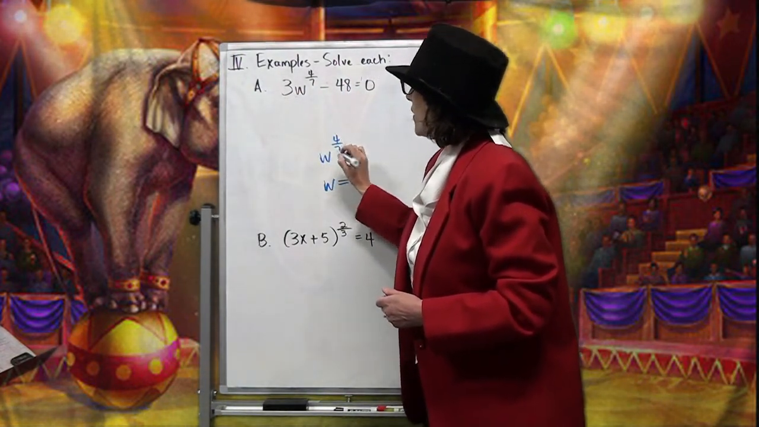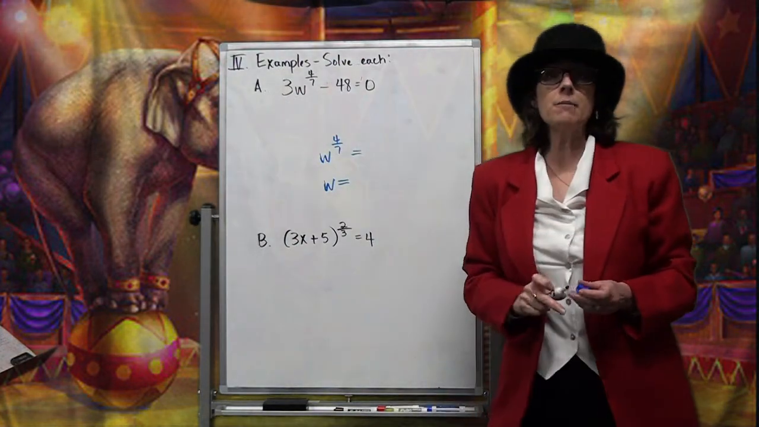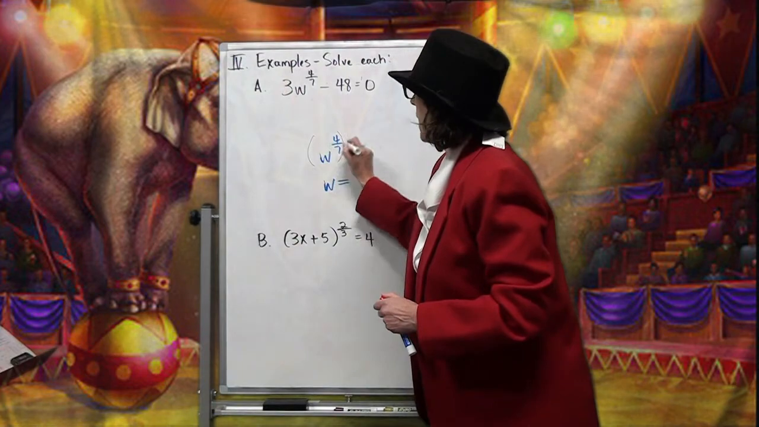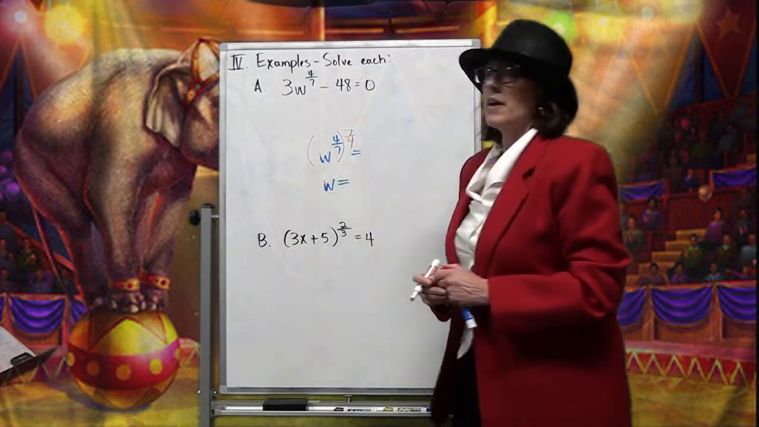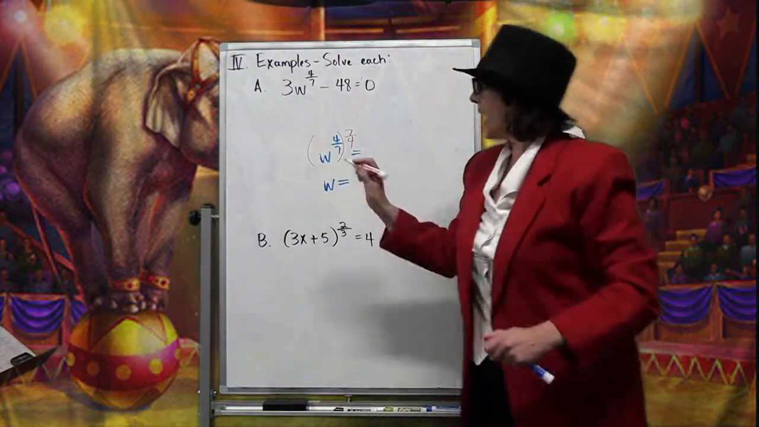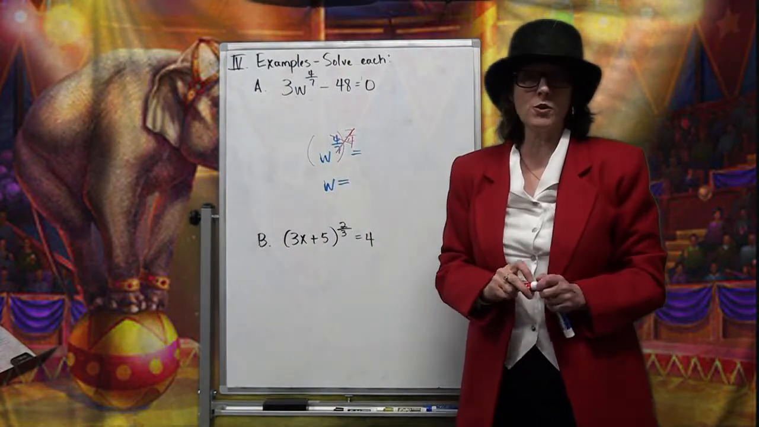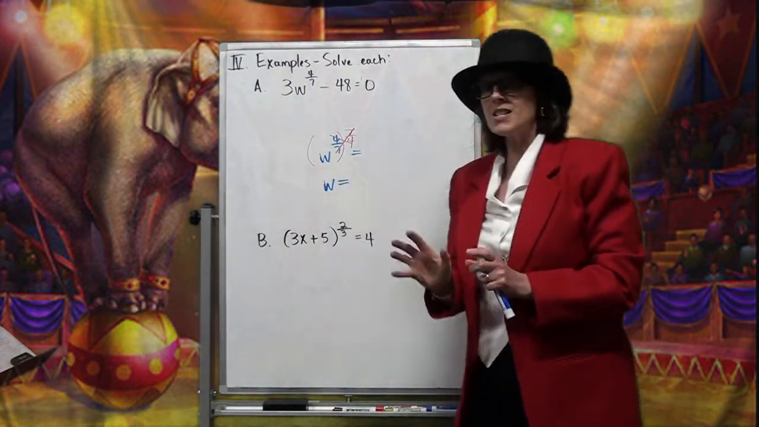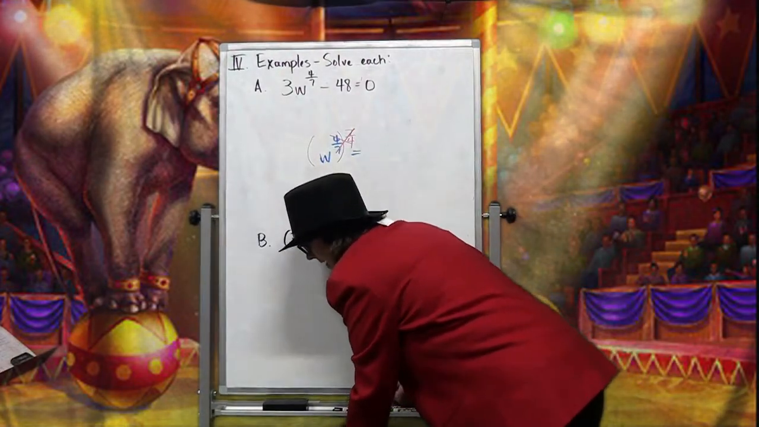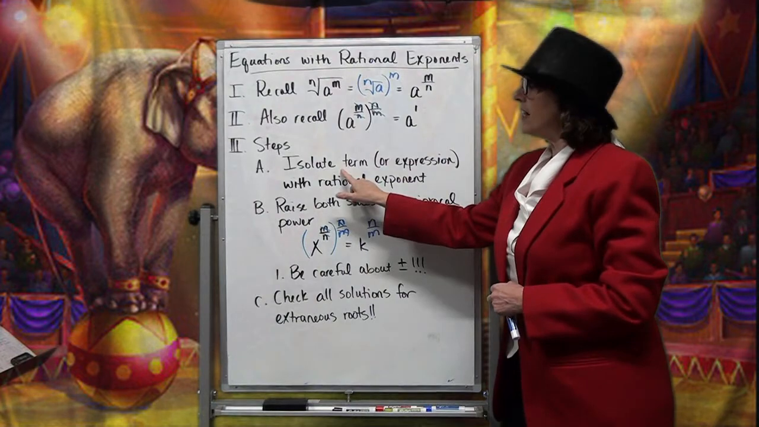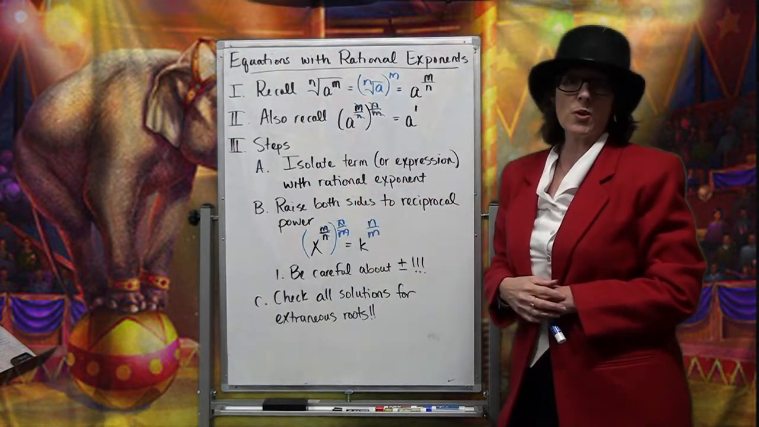So maybe what would be best would be to get that w to the 4/7 completely by itself, so that once I get it completely by itself, then I can go ahead and raise it to the reciprocal power. And I'm going to cancel in those diagonals, and sure enough, the exponents will completely cancel out, and I'll get that w to the first power. So my first step, let's go back to those steps again. My first step is actually going to be to isolate that term that has the rational exponent.